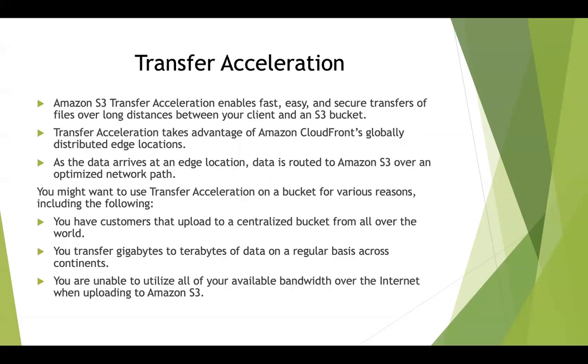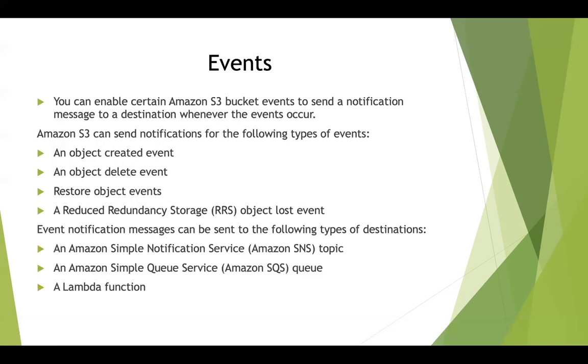You can use transfer acceleration for different scenarios: when you transfer large amounts of data, or when you have a lot of customers across the world uploading data to a centralized S3 bucket. You can also use it when you're unable to utilize all of your available bandwidth over the internet. What happens in the background is your data arrives at a particular edge location, and from that edge location, over an optimized network path, your data is uploaded to the destination S3 bucket.